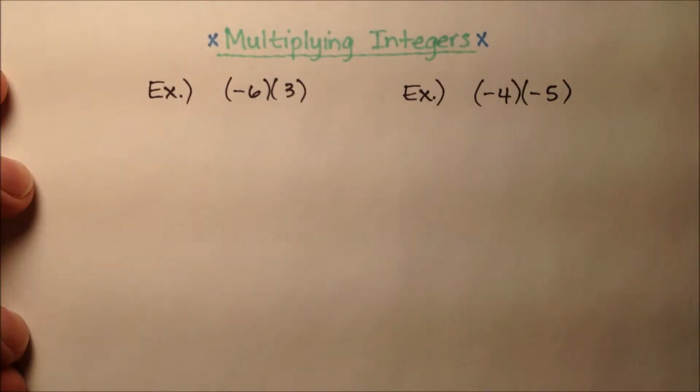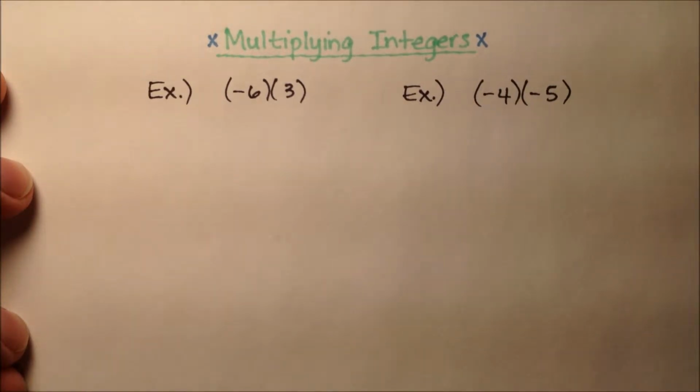This video is going to talk about multiplying integers. Now, really, when you multiply integers, there's only one real difference between that and multiplying whole numbers, and that's the negative sign that sometimes will appear. So let's just get to an example.